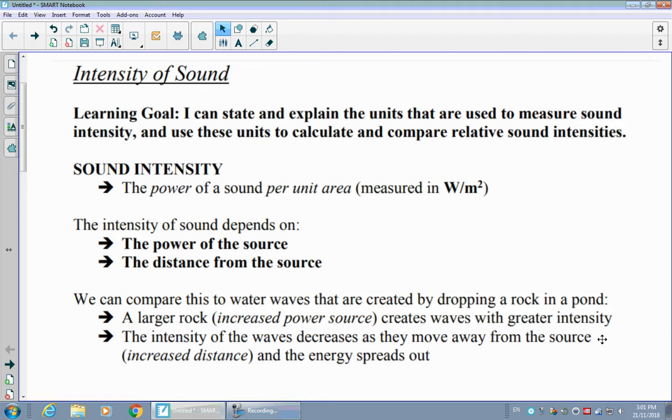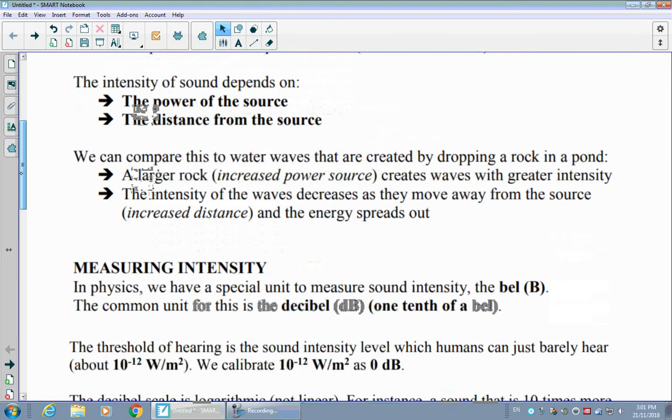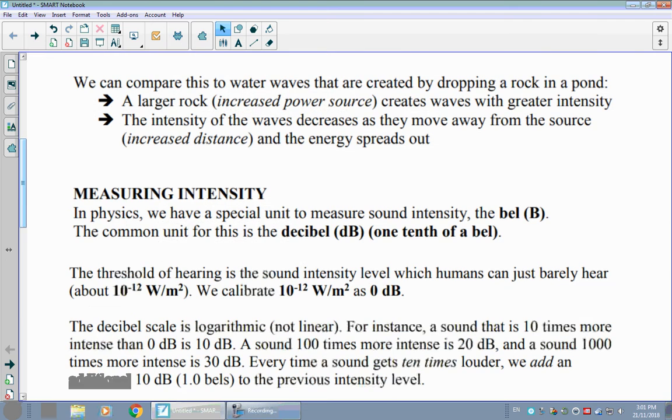The intensity of a sound ends up depending on how much power is behind the source itself and how far we are away from the source. And we can relate this to what we know about water waves. So imagine the water waves that are created when I drop a rock in a pond. If I drop a larger rock, which represents an increased power source, that's going to create waves with greater intensity. But if I get farther away from that original point where the rock went into the water, we notice that the size of the waves massively decreases. So we lose a lot of the intensity of our waves as we get farther away from the source, because the energy is spreading out.